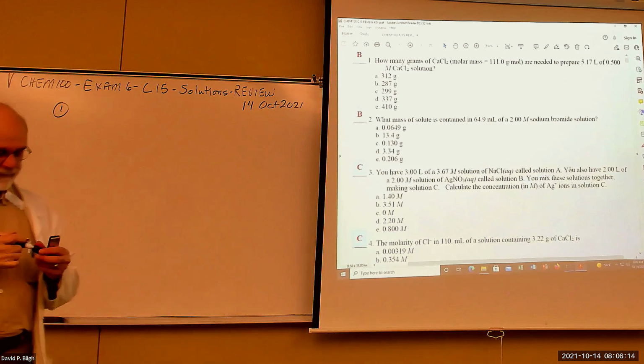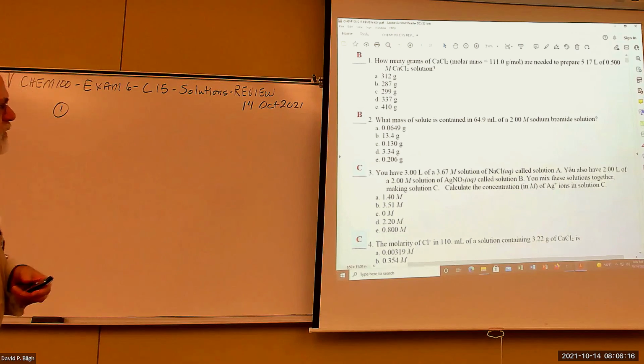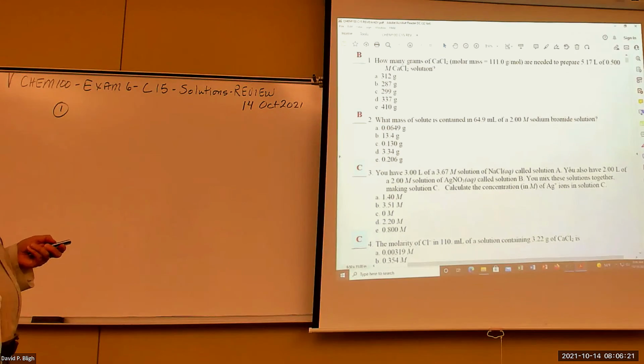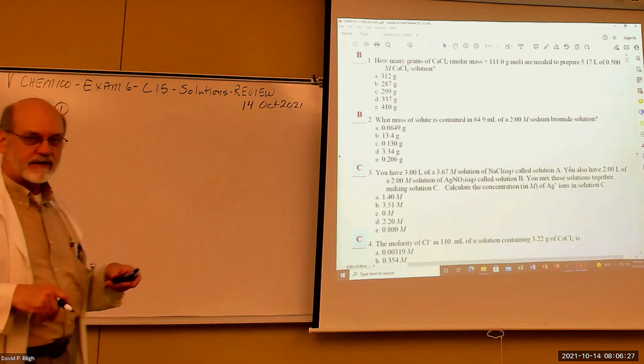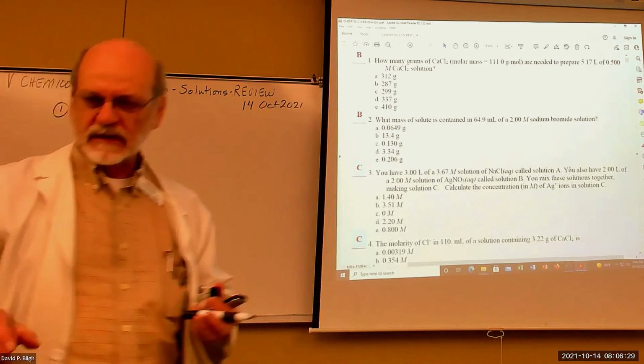All right, number one. How many grams of calcium chloride are needed to prepare 5.17 liters of 0.5 molar calcium chloride solution? So this goes back to the definition of molarity.